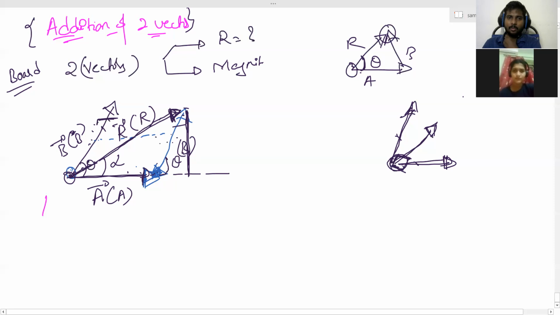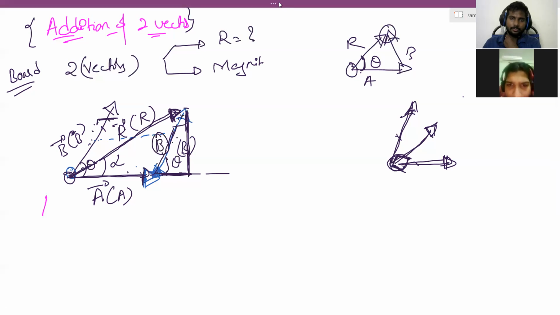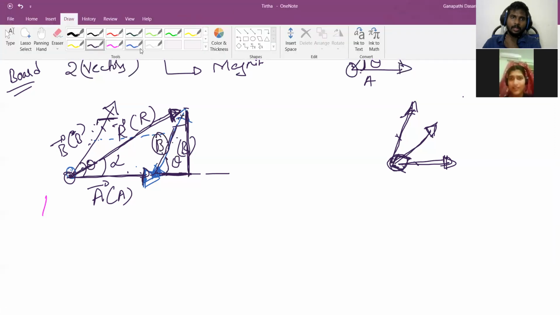Now from this triangle, what is this side? Tell me. What is this side? From this triangle, this one. B is nothing but the hypotenuse. B is the length of the side. Tell me what is the length of this side? Sir, B is that blue color line only, no, sir?